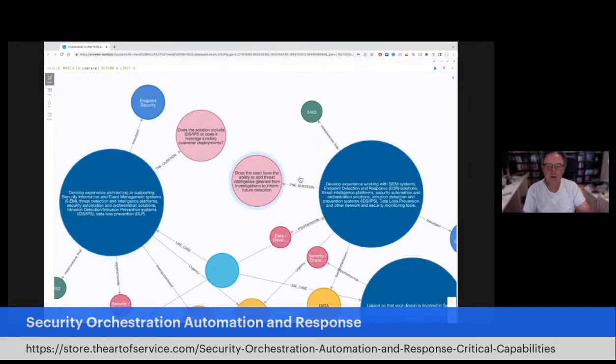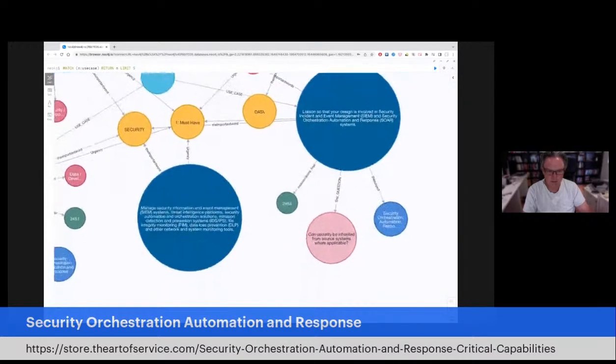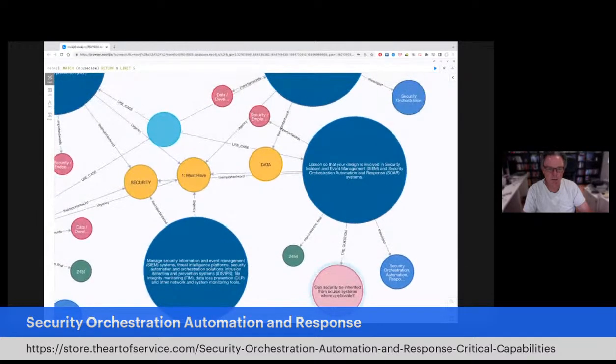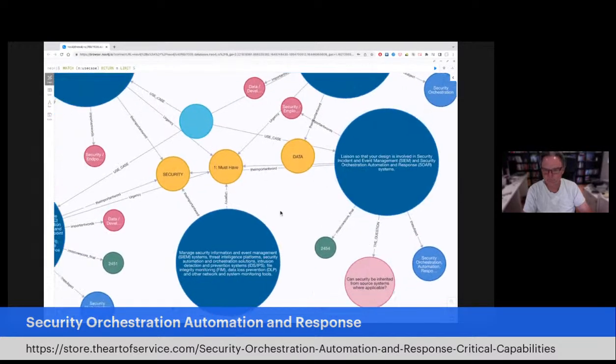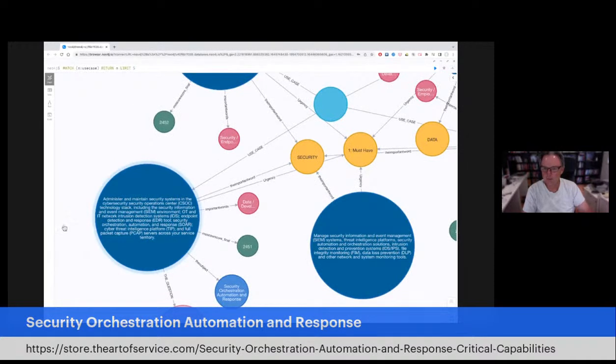Does a SIEM have the ability to add threat intelligence gleaned from investigations to inform future detection? All right, makes perfect sense. Let's go further down. Let's see here. Can security be inherited from source systems where applicable? Yeah. And here, what if a cybersecurity attack shuts down your ports? Well, administer and maintain security systems in the Cybersecurity Operations Center, CSOC, technology stack, including SIEM. Here we go again, and the whole list, and there's even packet capture in here, and threat intelligence platforms.